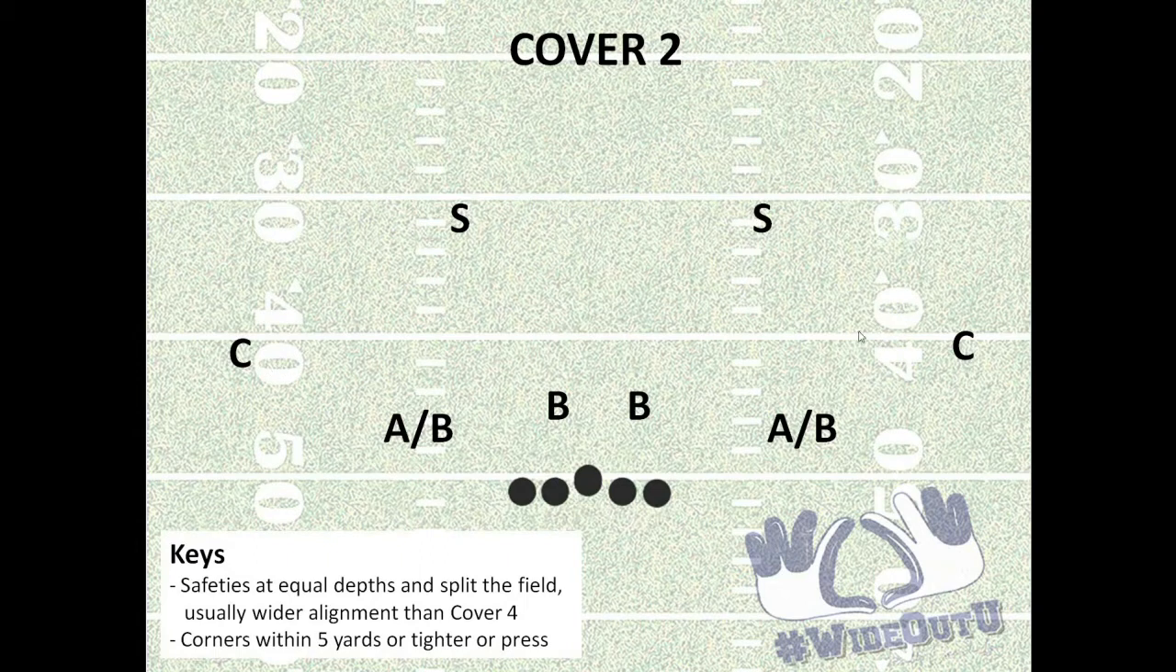And then the corners are going to be tighter. They could be pressed right up in someone's face, or they could be 5 yards off playing a catch technique. But generally, they're going to be within 5 yards of the line of scrimmage. They'll disguise it sometimes. Good teams will start back and then press up late. But that's generally what we're looking for there.